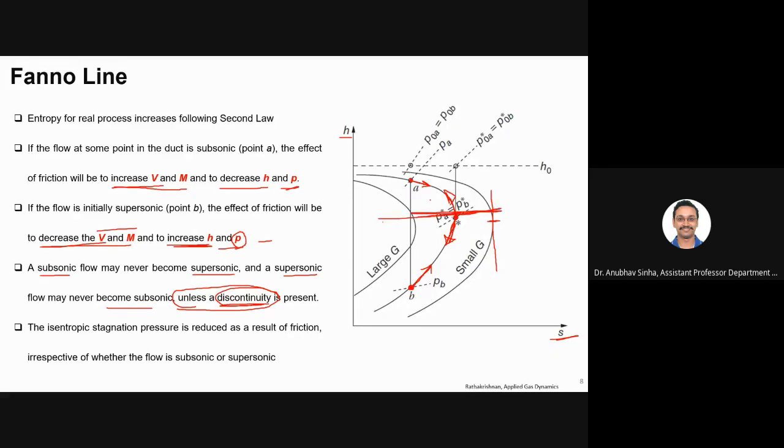Now other interesting features are that because of friction, your stagnation pressure will also be reduced. That doesn't matter whether the flow is subsonic or supersonic. Any amount of friction will reduce the stagnation pressure.